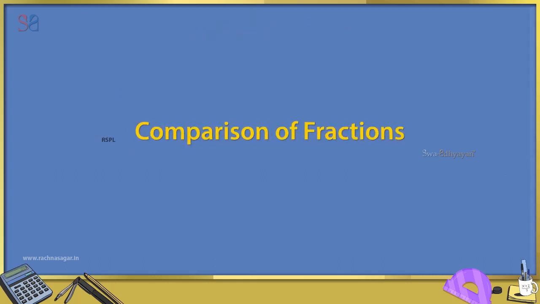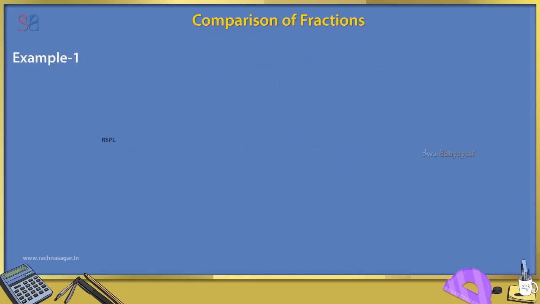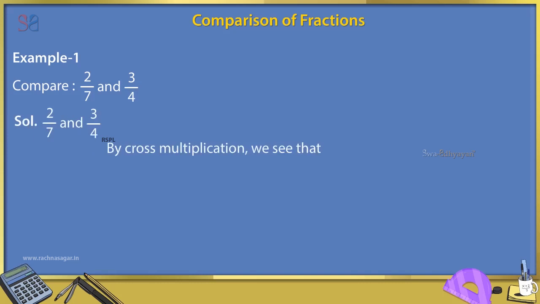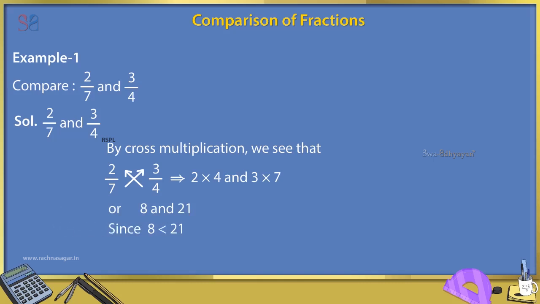Comparison of fractions. Example 1. Compare 2/7 and 3/4. Solution. 2/7 and 3/4. By cross multiplication, we see that 2 into 4 and 3 into 7, or 8 and 21. Since 8 is less than 21, so 2/7 is less than 3/4.